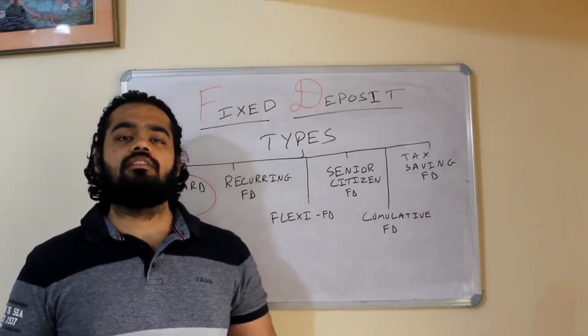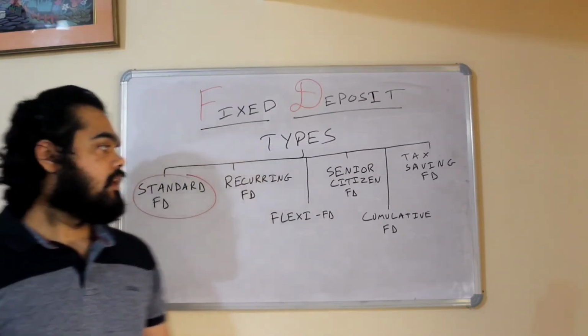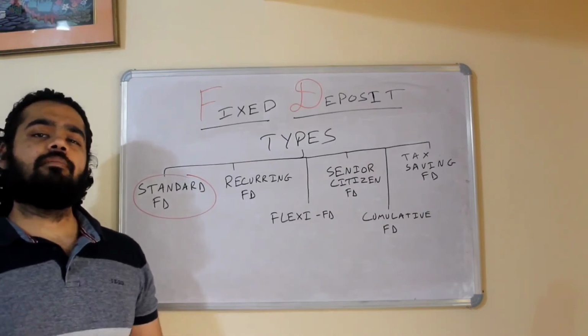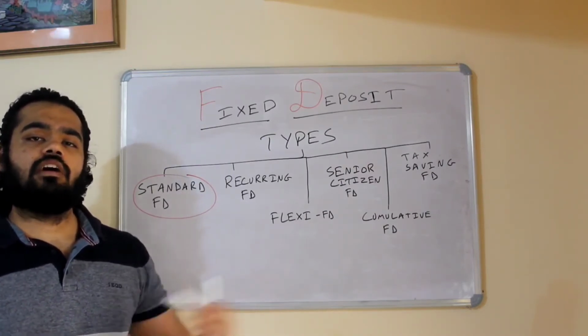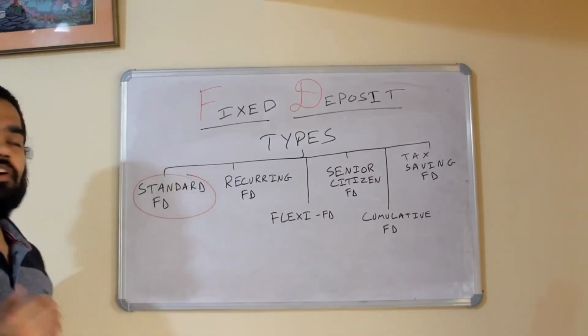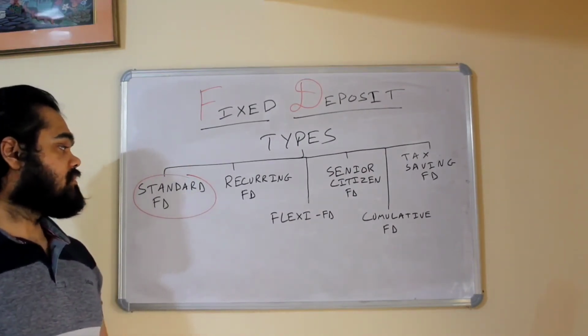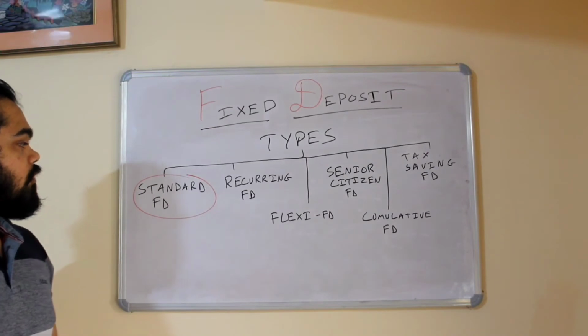Now let's discuss some of the types of FD. The very first one is a standard FD. Standard FD is pretty much everything we have discussed up till now about FDs, which have a fixed tenure, fixed rate of interest, fixed payout dates, and so forth.